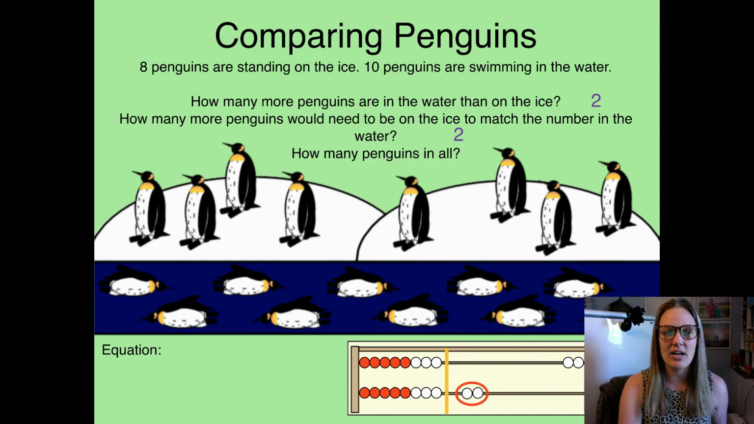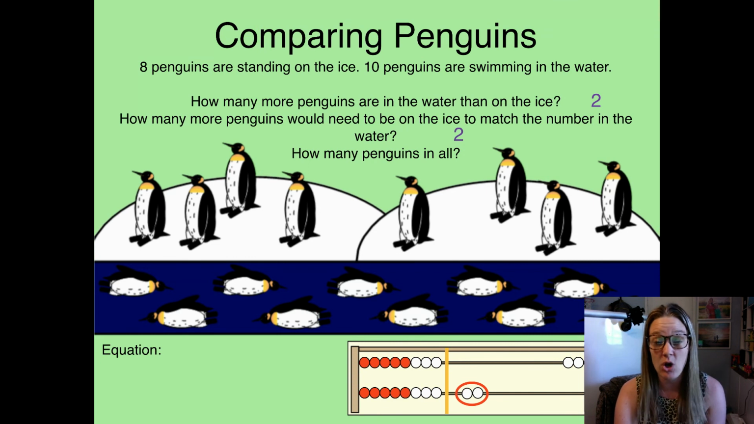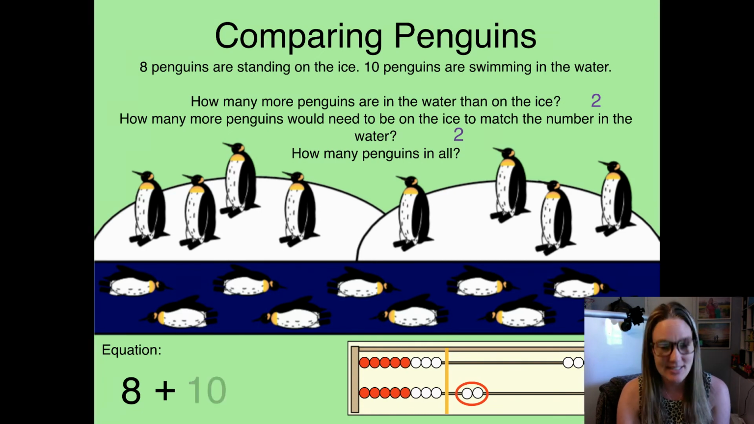All right, let's check out this last question. How many penguins in all? Let's go ahead and do an equation. So we know that when we're trying to figure out how many penguins in all, we're joining them together again. So that means we need to add. So we have how many on the ice? We have 8. And then we're joining them together, so we're going to add. And how many are in the water? 10. Yep, so 8 plus 10 equals, we know this one, right? Yeah, it's 18. Very good.